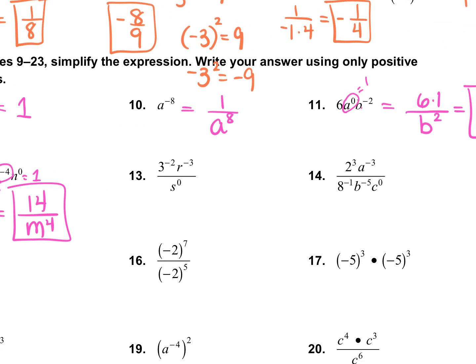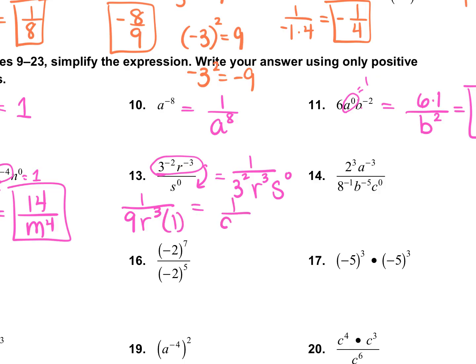Okay, then keep on cruising. Both of these are going to go to the bottom. So then a 1 is going to be left on top because there's nothing left up there. So we'll have 3 squared, r to the third, s to the 0. So 1 over 9 r to the third, and then s to the 0 is just 1. So 1 over 9 r to the third.